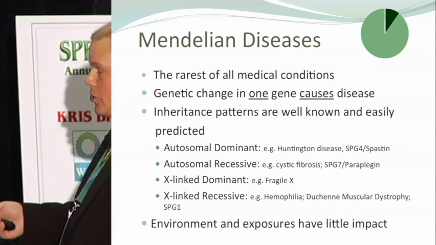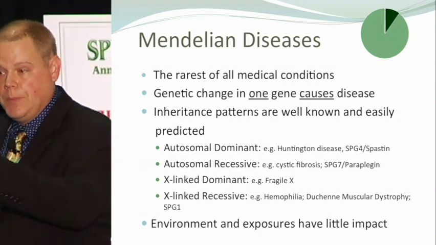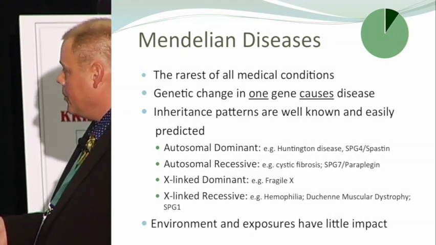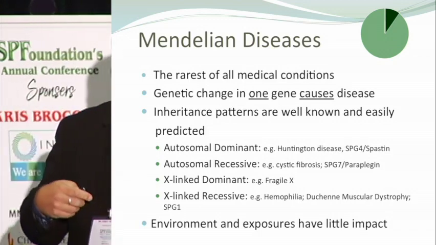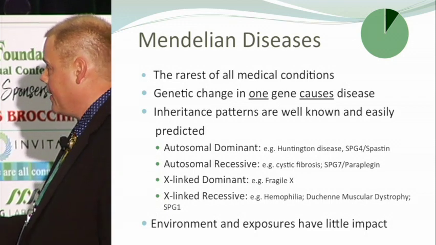But in each of these cases, each of those is a one-gene cause of disease. They're all linked to be causal. Inheritance patterns for these genes are well known and easily predicted, and I'm going to be using a lot of words that I want you very comfortable with as we walk through this. And if you have questions, please raise your hand.